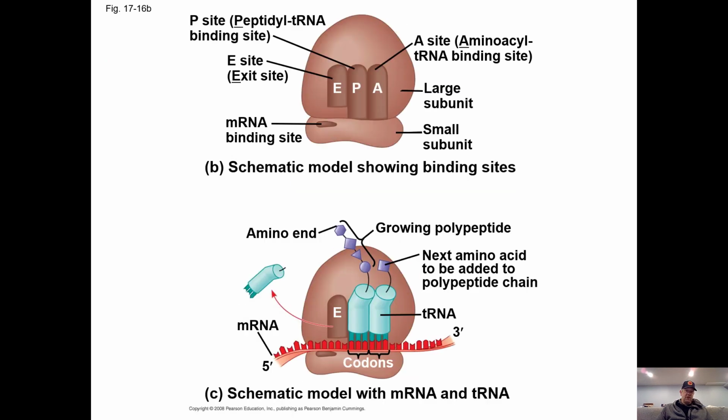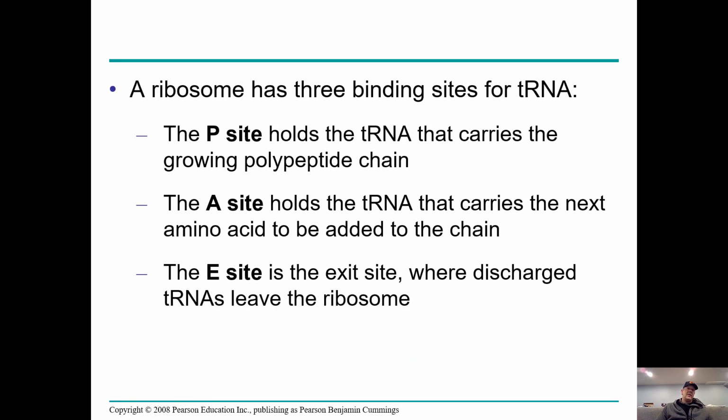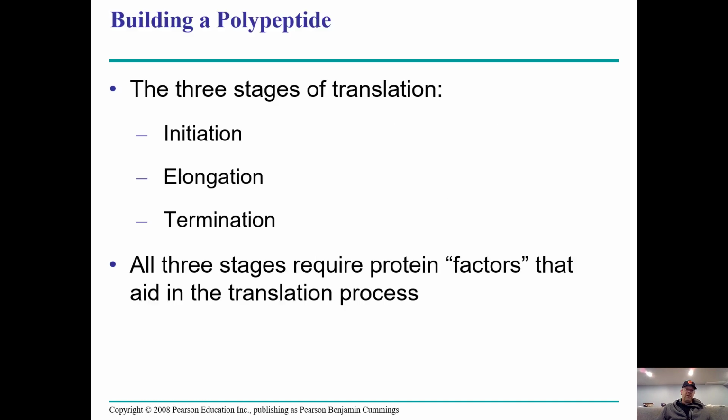Here. So if you look at it, we got our large subunit, small subunit. We got the A, P, and E site. A is for where the amino acids are at, P is where the polypeptide or protein's at, and E is for the exit site. And you'll see what goes on in a minute. Here's a summary. A holds the amino acid, P holds the polypeptide, E is where it goes away, exit.